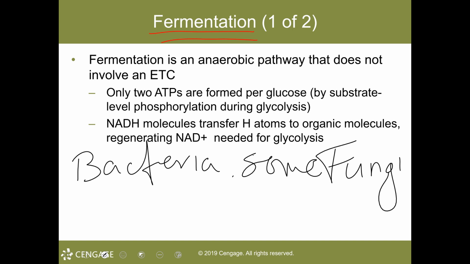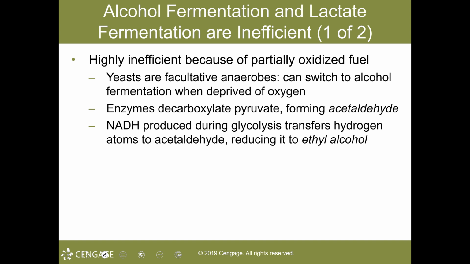So what happens, class, is that in this case there is no electron transport chain involved here. And what happens, class, is there are 2 ATP formed per glucose. So this happens, class, by way of substrate level phosphorylation and by way of glycolysis. So it's inefficient, of course, because it only partially oxidizes what is used, meaning the fuel being used.